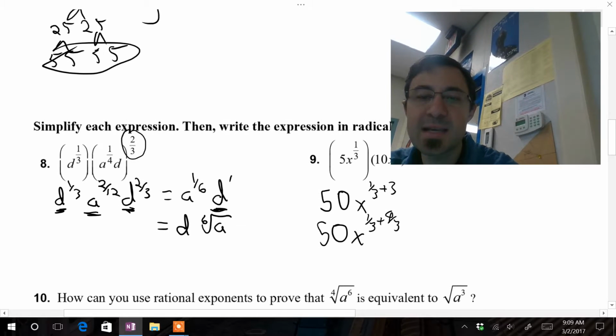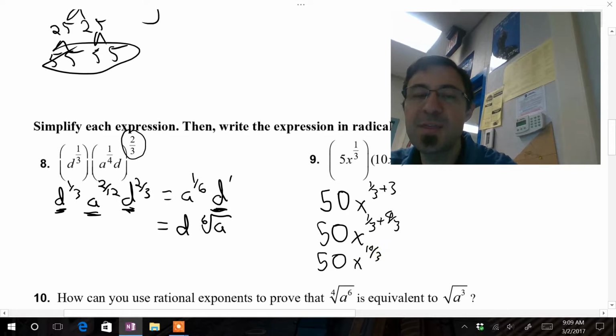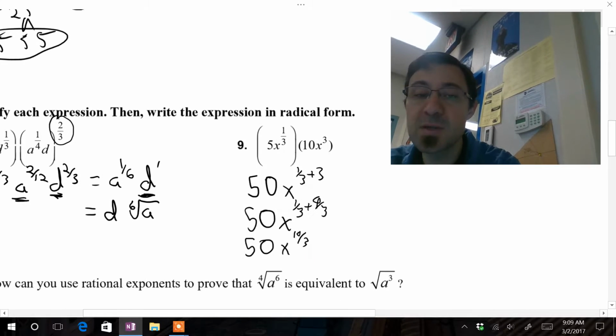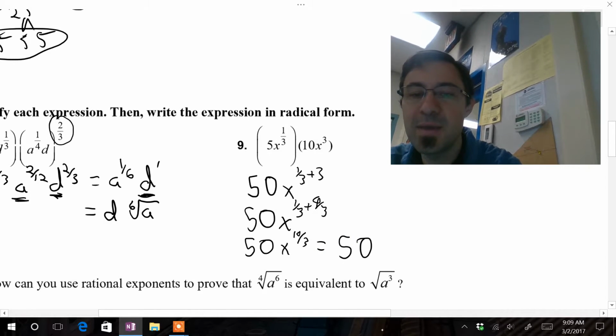So it's going to be x to the what? Good. Does the 10/3 matter to the 50 at all? No, it does not affect it. So when I write it in radical form, we're going to go 50 out in front, and then we could go the cube root of x to the 10th.